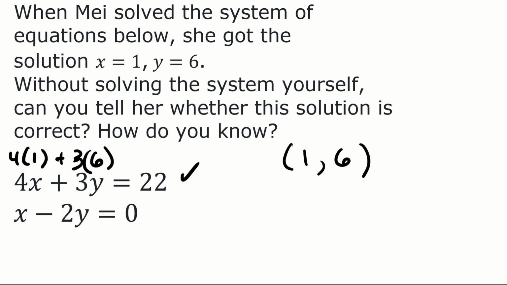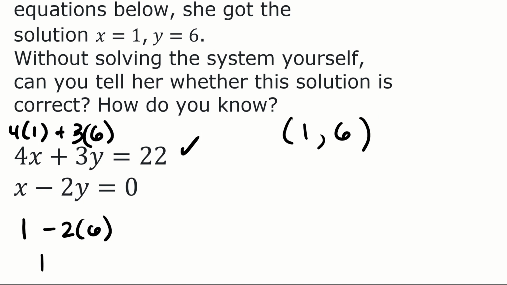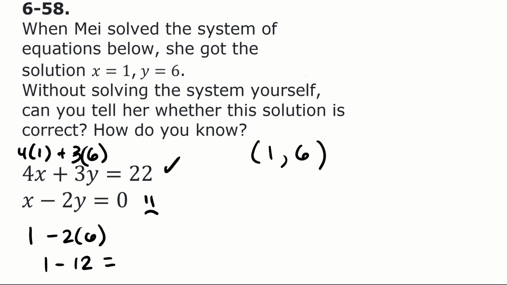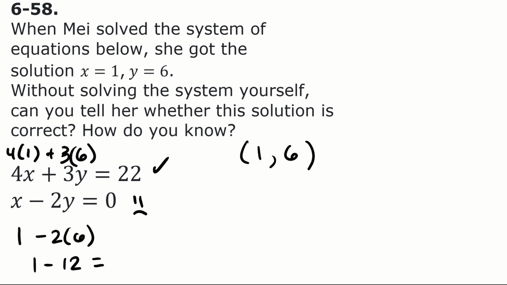And when I plug this into the second equation, it's going to become x is 1 minus 2 times 6. I'm suspicious, because it turns out that 1 minus 12 is a lot of things, but it's not 0. So because (1, 6) does not satisfy the second equation, because 1 minus 12 is negative 11 and not 0, (1, 6) is not a solution. So we can tell her: nope, this is not a solution. And I didn't need to do the problem. I could just check her solution and see that it was incorrect.